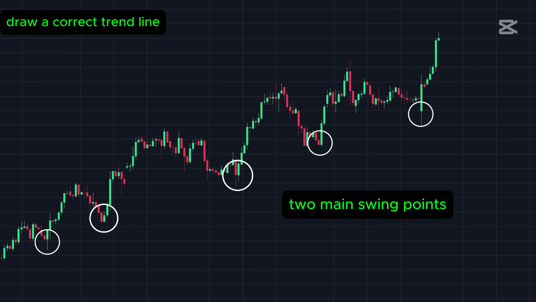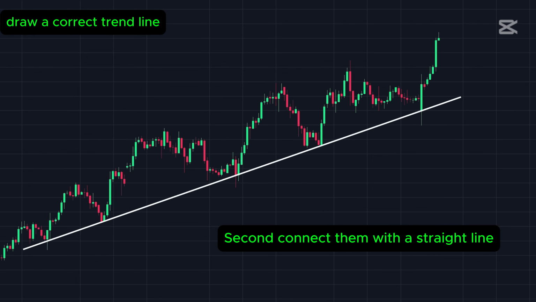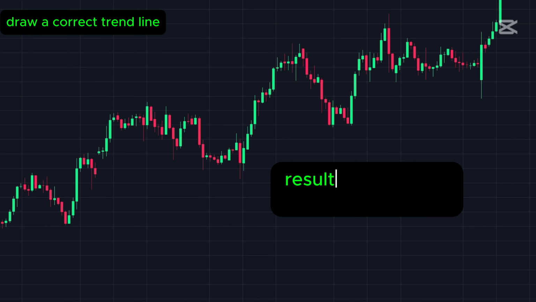To draw a trend line, we need at least two main swing points. In this case, we have more than 2 points, so now we just need to connect them with a straight line. Should we draw it touching the wicks or the candle bodies? The answer is to use whichever method results in the most touches.